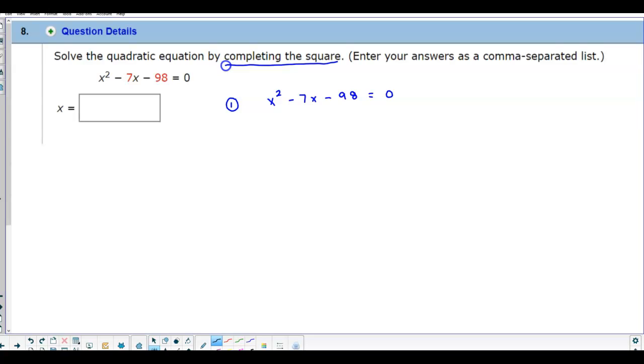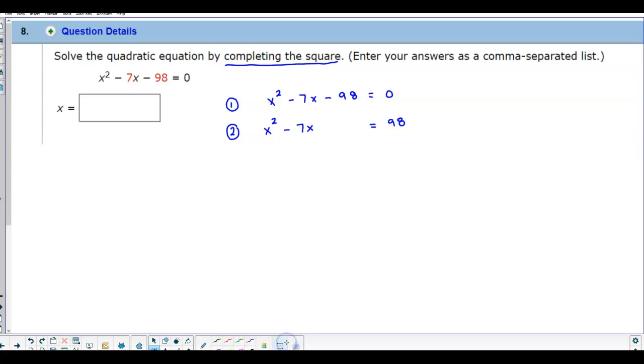So, the first thing we need to do is take a look at the leading coefficient. It's a 1. So we do not need to divide every term by that, because dividing everything by 1 is going to make it stay the same. So now what we want to do is isolate the variable terms on the left side of the equation. So we have x squared minus 7x, and then we're going to add the 98 to the other side of the equation.